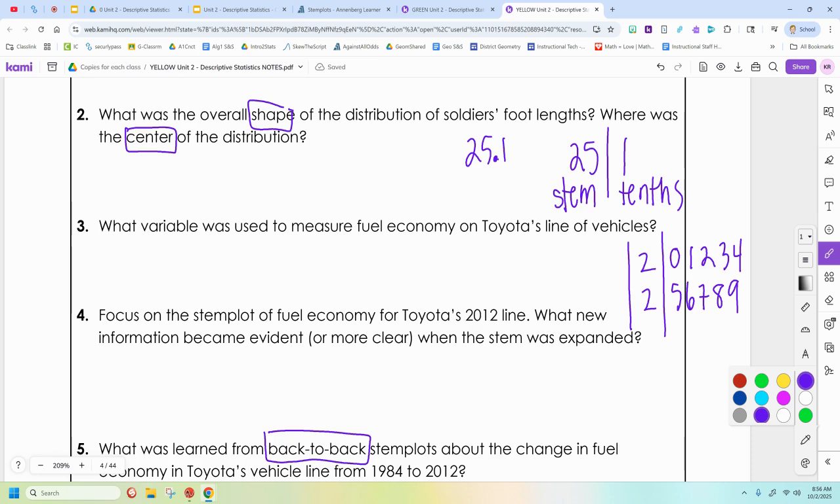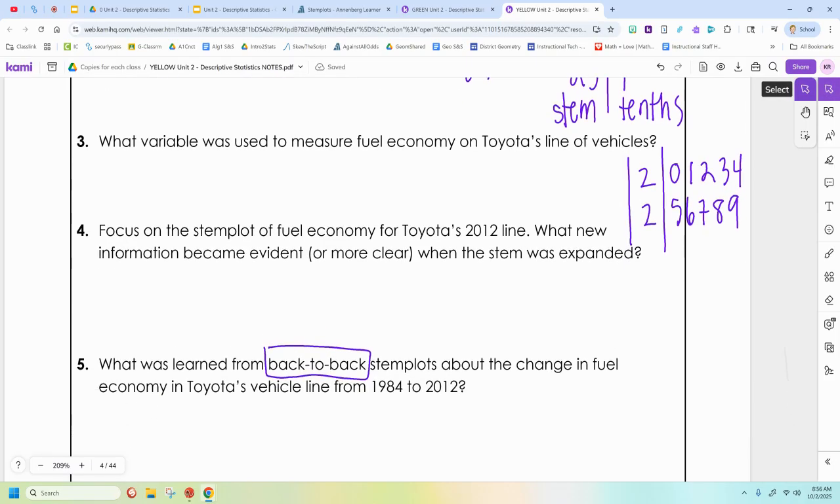Remember that your leaf can only be a single number, and that forces you to figure out what your leaf is going to be and what the stem is going to be. Also, there were times where the stem went least to greatest or greatest to least; you flipped it depending on what made sense with the data.